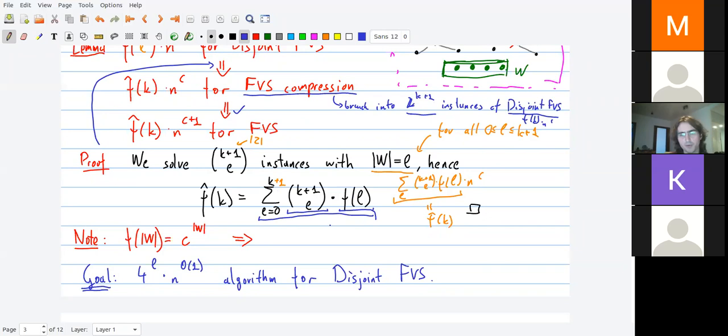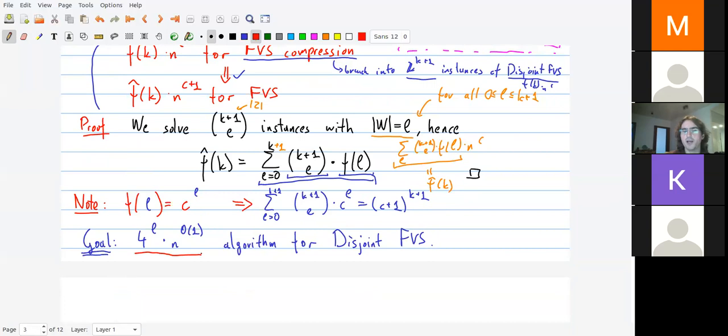Observe what happens if f of l is c^l for some constant c. Then this sum from l equal to 0 to k+1 of (k+1 choose l) times c^l, you should already see what this is. This is exactly the same as (c+1)^(k+1). This is just the Newton expansion. So if we are able to give a 4^l algorithm for disjoint feedback vertex set, then this will imply a 5^l times polynomial algorithm for compression, which in turn will imply 5^l for feedback vertex set. What is hidden here is that I am multiplying by n, because we are making n steps of compression.